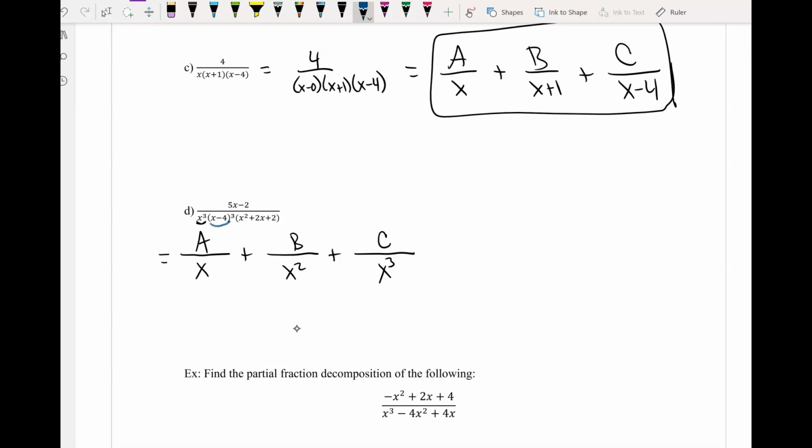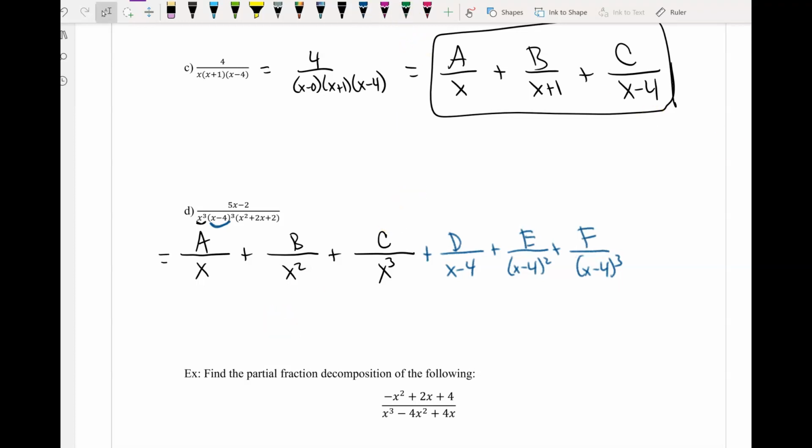Then we have this (x minus 4), which is repeated 3 times as well. So it's going to be (x minus 4) squared, and (x minus 4) cubed. D, E, F.